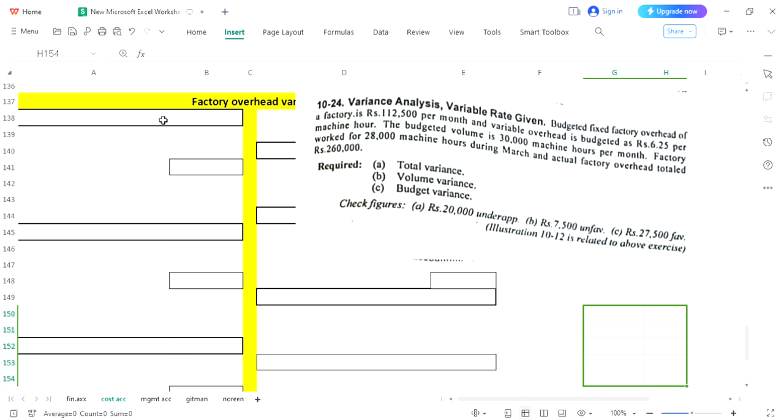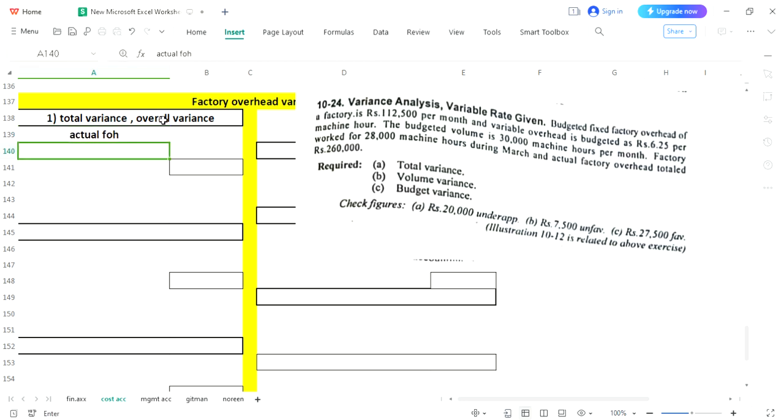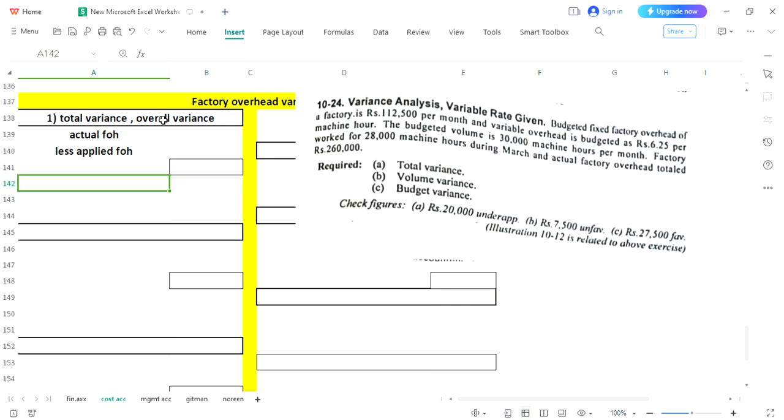The very first thing we calculate is the total variance, or overall variance, which is between actual and applied FOH. So first you will write actual FOH, and then applied FOH, and here you will calculate the variance by taking the difference between actual and applied FOH. Then you will conclude by focusing upon applied.